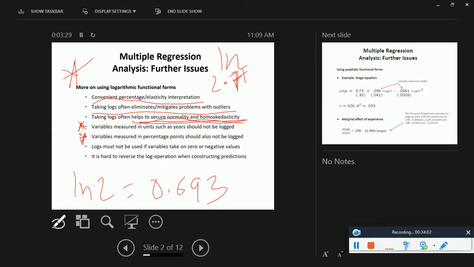Logs must not be used if variables take on 0 or negative values. Let me give you an example. In the research I'm currently doing, I was trying to see if the debt burden of people affects their longevity or not. I can't take the log of their debt burden. Why? Because debt is in negative form. If someone owes money to the bank, it shows negative 2,000, 5,000 or 10,000. And some people will have savings, which would be counted as positive.